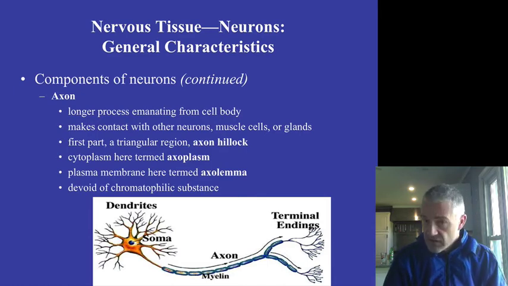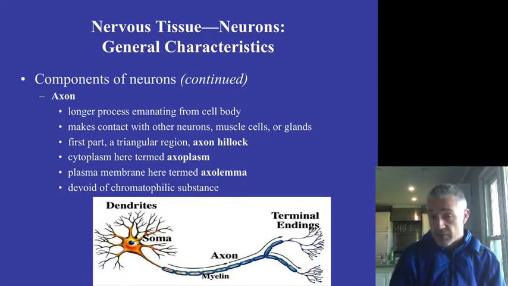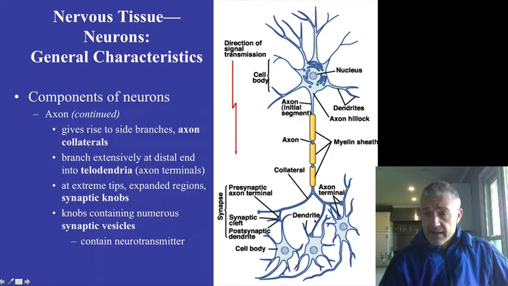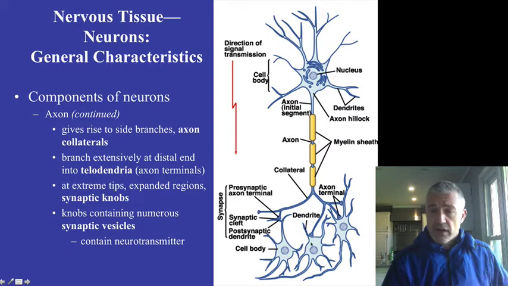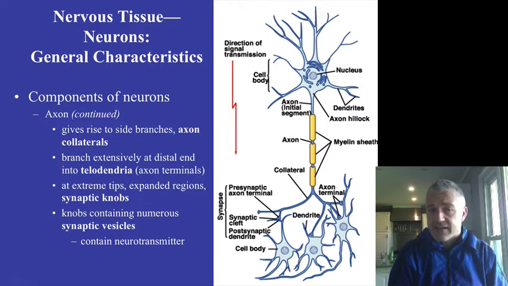It does not have Nissl bodies in it. We call it the axoplasm in there. And we call the membrane the axolemma versus the plasma membrane. Again, it can branch out a lot at the end to these different collaterals, and then a lot of times you are going to see these large, kind of extended ends on there called axon terminals or telodendria.